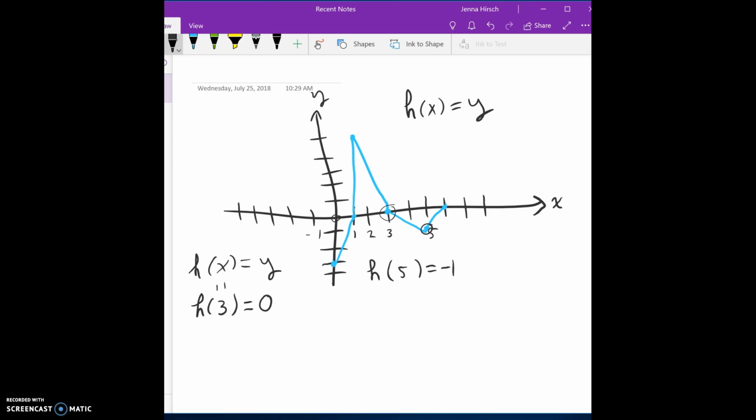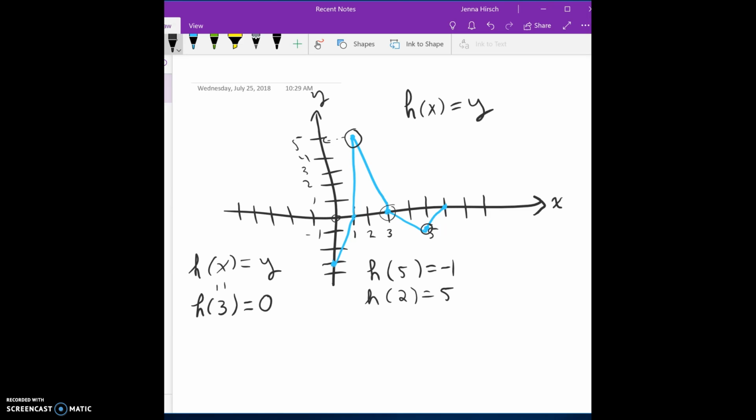Let's do 1 or 2 more. If I asked you to find, let's say, h of 2, well, same thing. We're going to go to 2 on the x-axis. So here's 1, here's 2. And the y value that we're mapped to when we're at 2 on the x-axis is this y value over here. And that's the same thing as saying 5. So h of 2 is the same thing as saying 5.